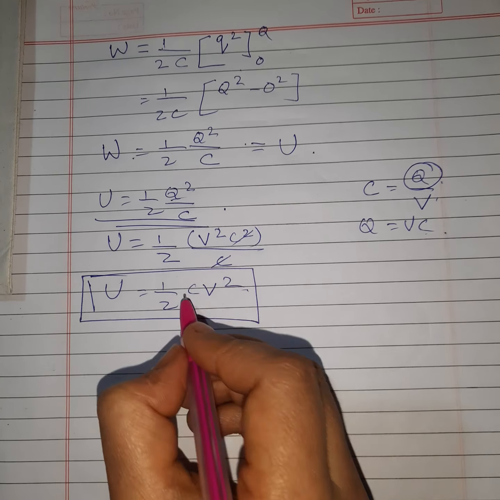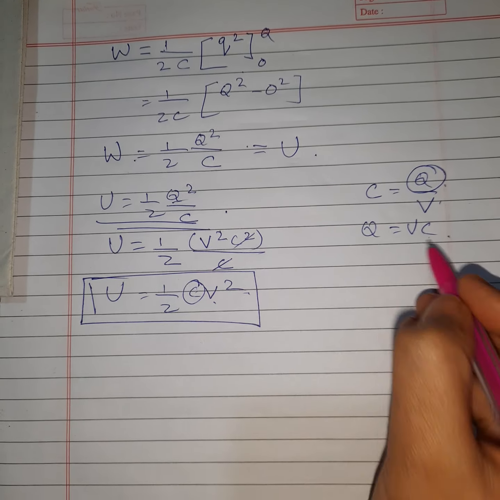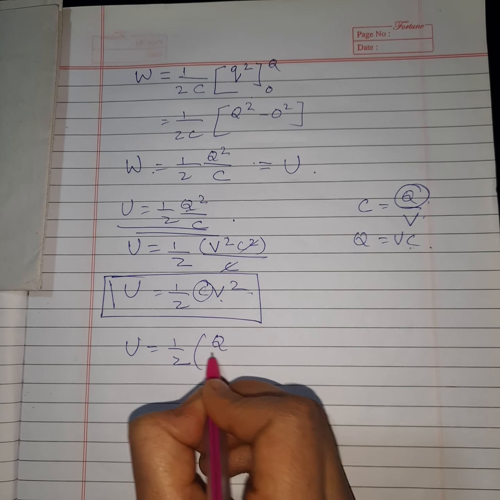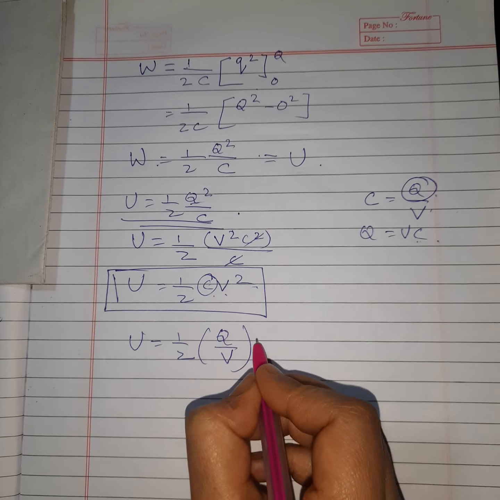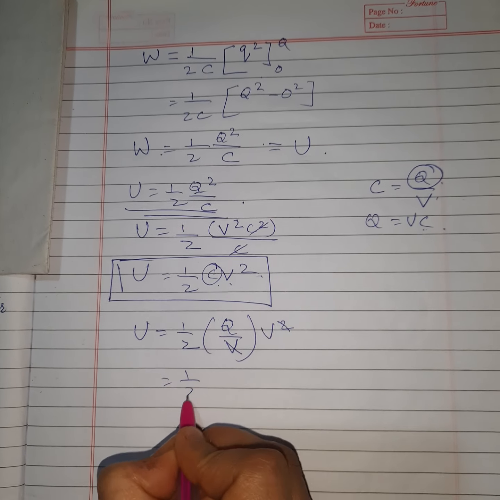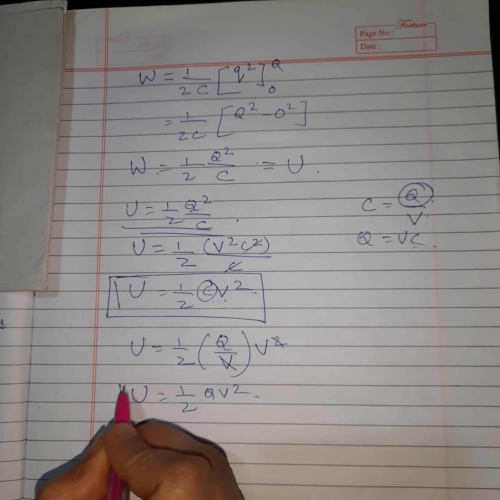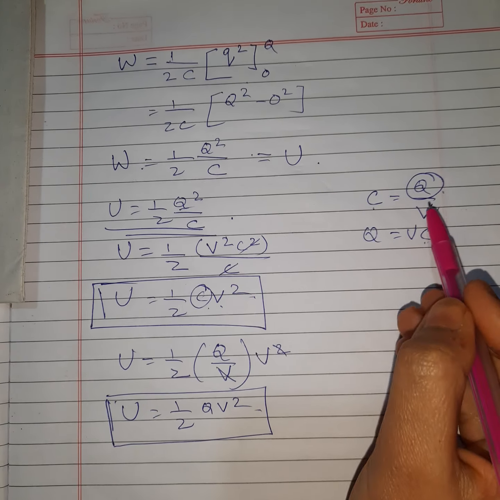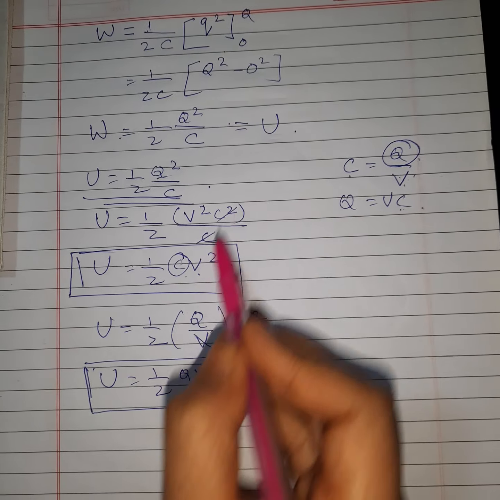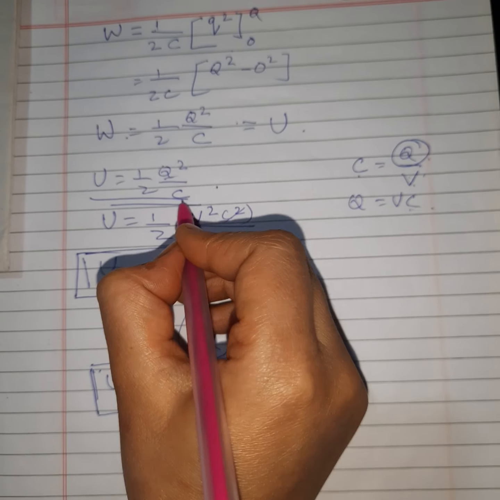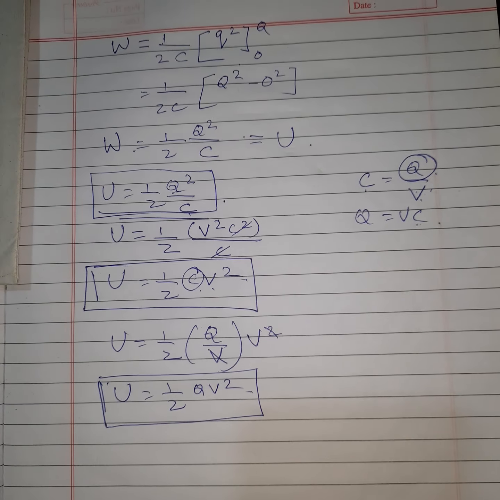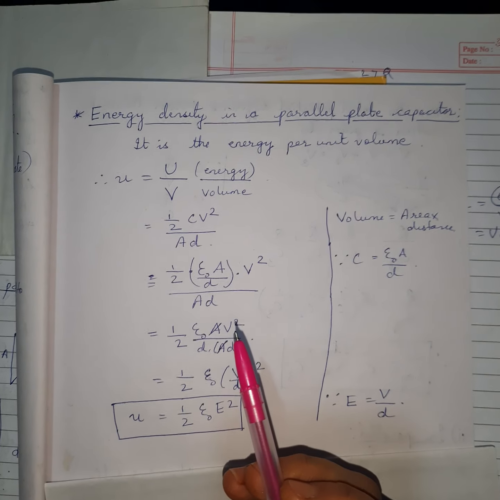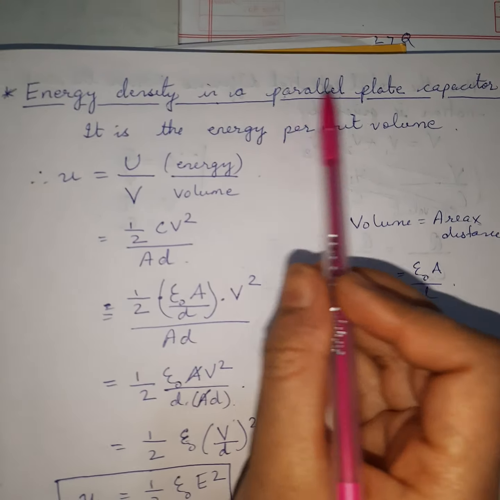Or you may not want the term C here, you may want to replace C again. Again, you can use this expression. C can be replaced by Q by V into V square. So it is half Q V square. So you can write it in three ways. By playing with the expression C is equal to Q by V, you can keep on substituting the values, whichever you don't want, just put it here, and you have in total three expressions for potential energy stored in a parallel plate capacitor.